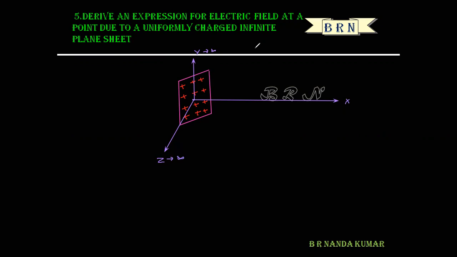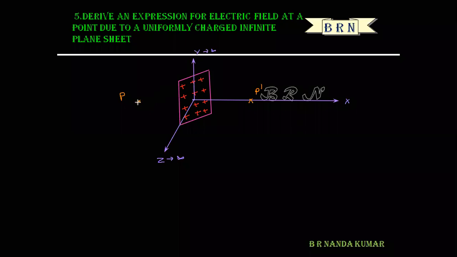Okay. So now we can choose two observation points. One is P and another one is P dash. So P and P dash are two observation points, and these two points are equidistant from the uniformly charged sheet.